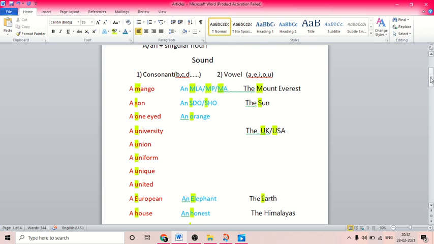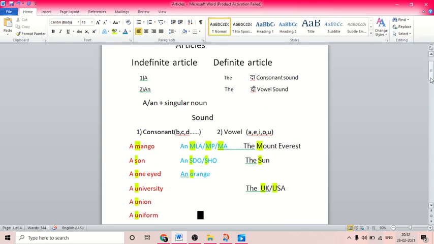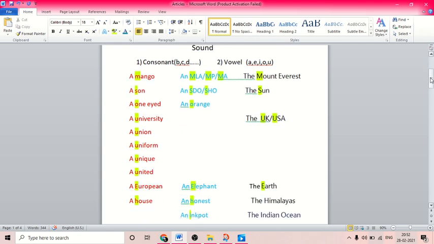On the other hand, an elephant. It starts with an e sound, that's why we use an. An honest. It starts with an o sound, that's why we use an honest. Next one, an inkpot. It starts with an i sound, that's why we use an.